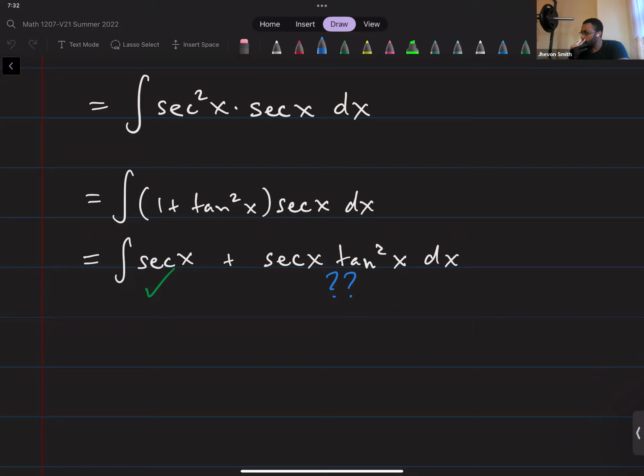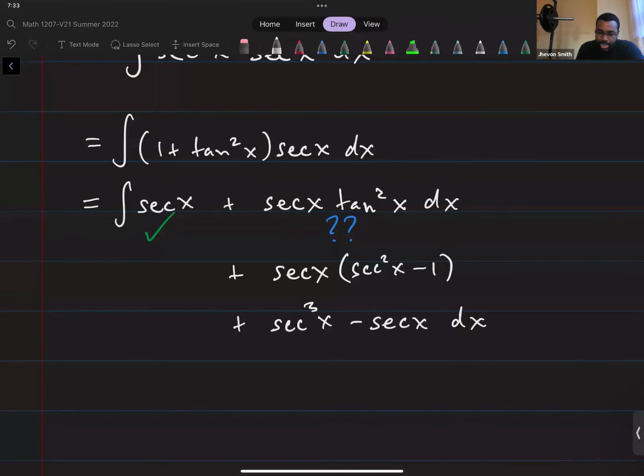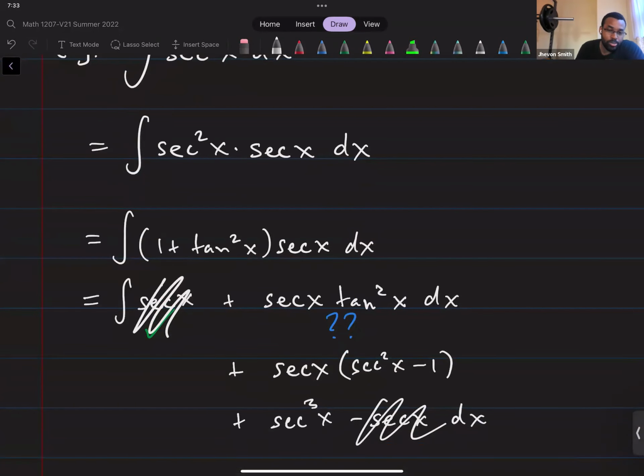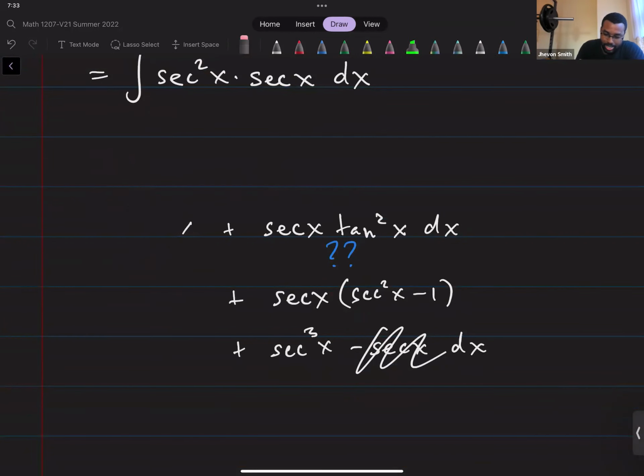So leaving a tangent squared, you might think, okay, maybe at this point I can change this to a secant squared minus one. And I would multiply that out. I would get a secant cubed minus a secant. But then you end up in a situation where this cancels that, and you end up back where you started. You can't really get anywhere. So that was actually a very good first attempt, but this is not going to get us anywhere. So let's not do that.